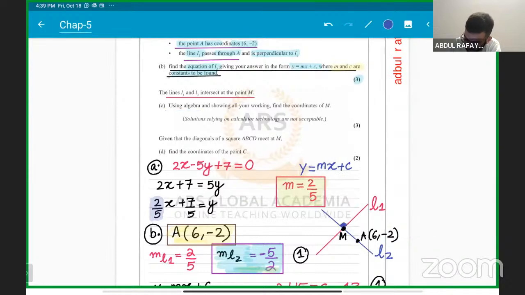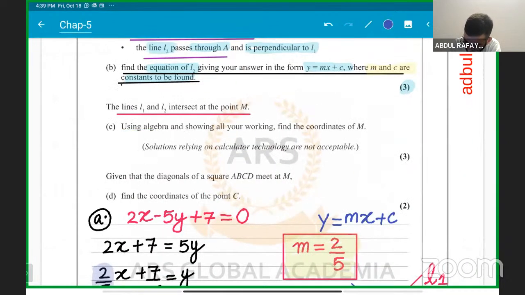Using algebra, they have mentioned using algebra, which is a key term here. Using algebra and showing all your workings, find the coordinates of M for 3 marks. So students need to understand this is a very easy part because they are testing in chapter number 5 the concept of chapter number 3, simultaneous solving. You just have to do simultaneous solving here. Very simple to get the M coordinates.